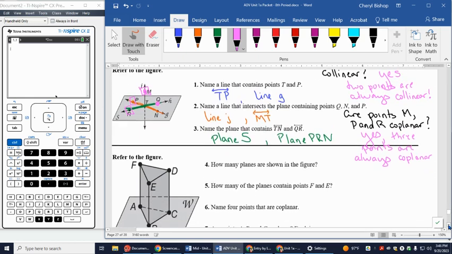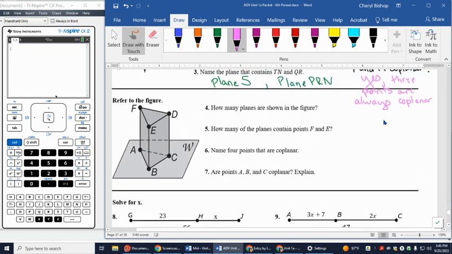Moving on in our review. Refer to the figure. How many planes are shown in the figure? How many flat surfaces are in this figure? I'll give you a hint. I have a 3D representation of it right here. How many flat surfaces?